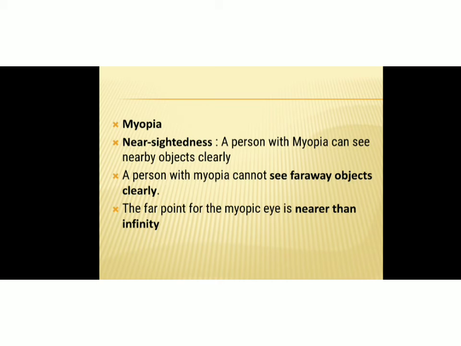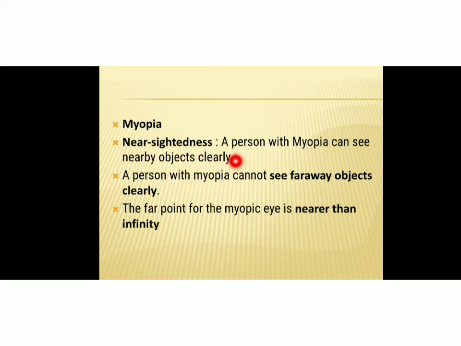Myopia means nearsightedness. What do you mean by nearsightedness? A person with myopia can see nearby objects very clearly. Near sight means he has sight for the nearby objects. From the term itself we can identify the defect. Okay, so a person with myopia or nearsightedness can see nearby objects clearly.